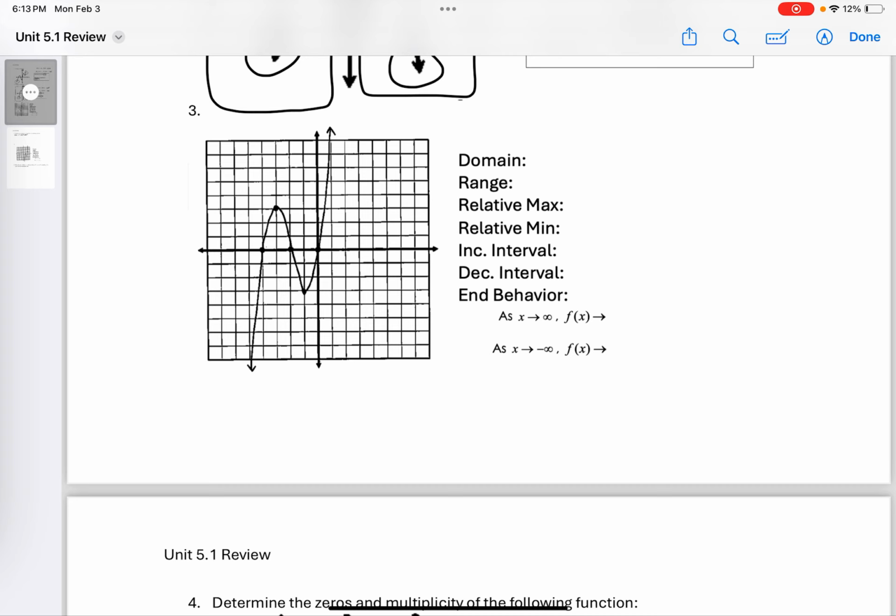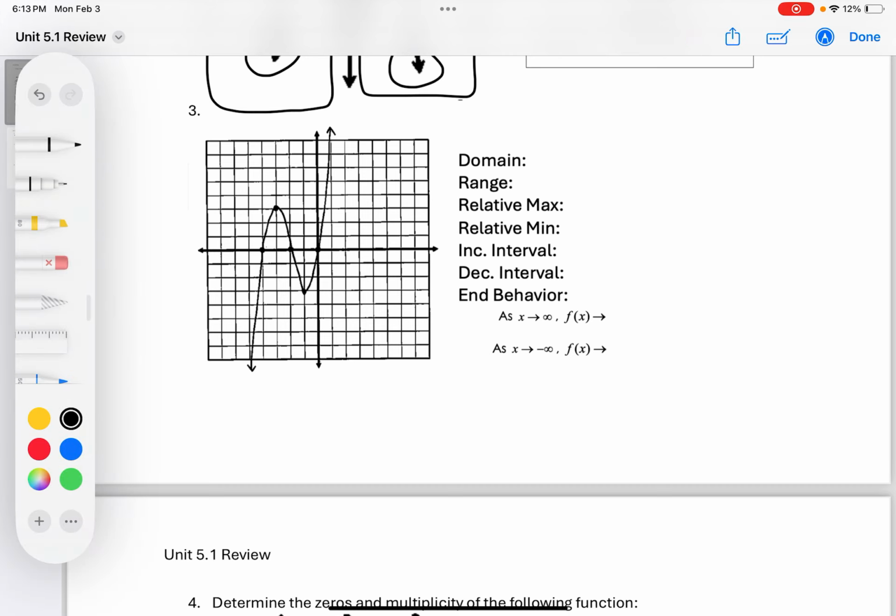On here, we are identifying all of the following key characteristics. So domain, range, relative max, relative min, increasing interval, decreasing interval, and end behavior. And it doesn't say odd, negative, positive, even, but I will tell you this graph is odd and it is positive. So let's go right into it.